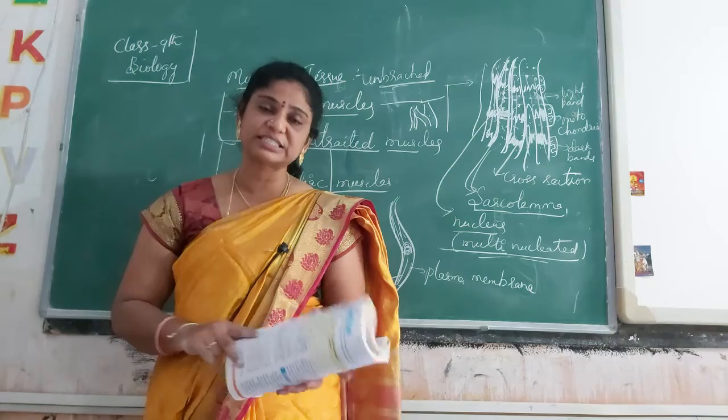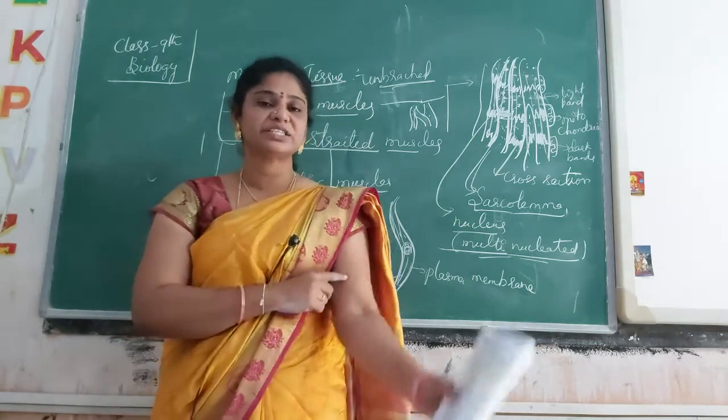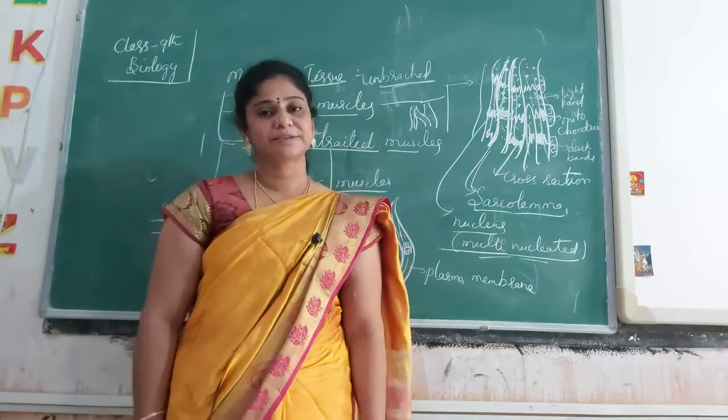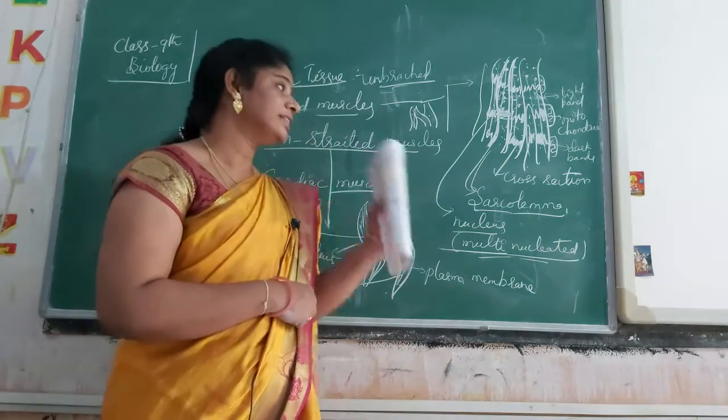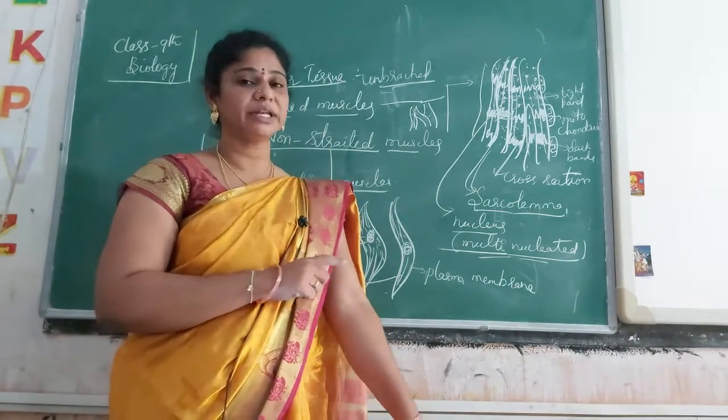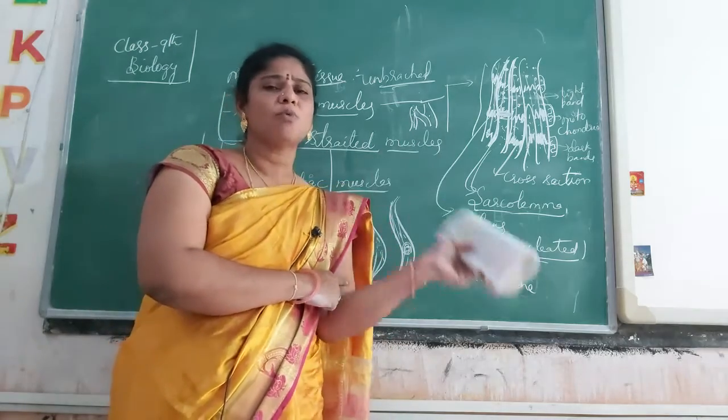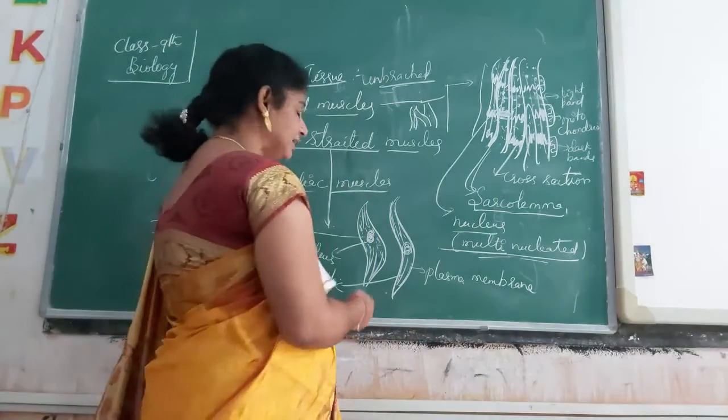Where are these present? Striated muscles are mostly present in the limb regions, meaning legs, thighs, and these hands we call limb regions. In this region these muscles are present. So what is happening? These muscles are moved voluntarily.